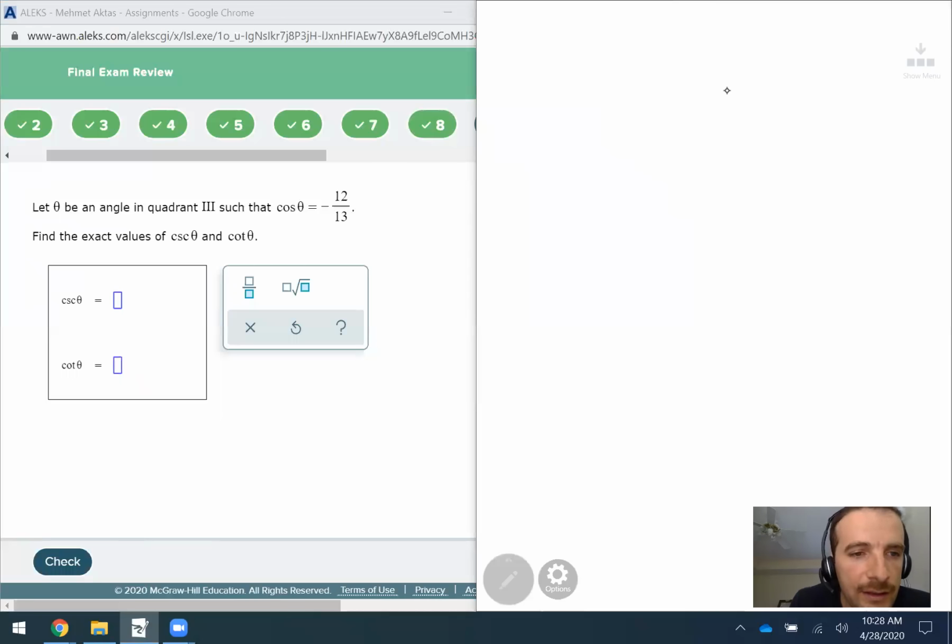Okay, so again, cosine is x over r, right, from the previous question. So cosine theta is x over r. It is -12 over 13. R can never be negative, so x is negative, right? X is -12, r is 13. Okay, cool. It's good to know that. Find the exact value of cosecant and cotangent.